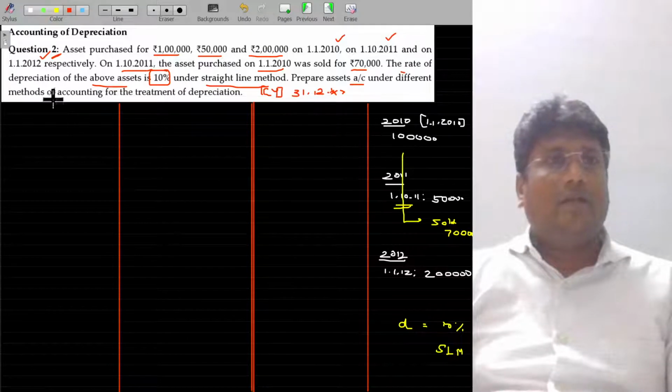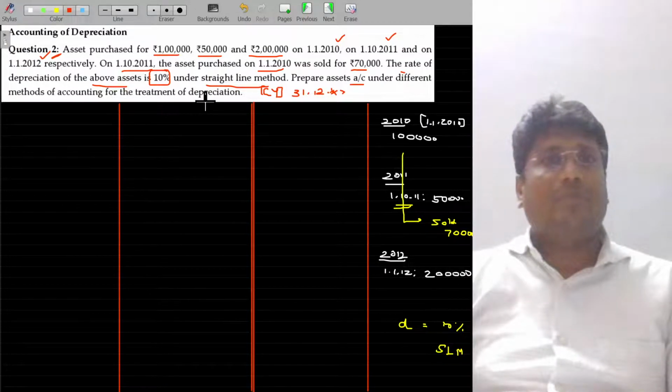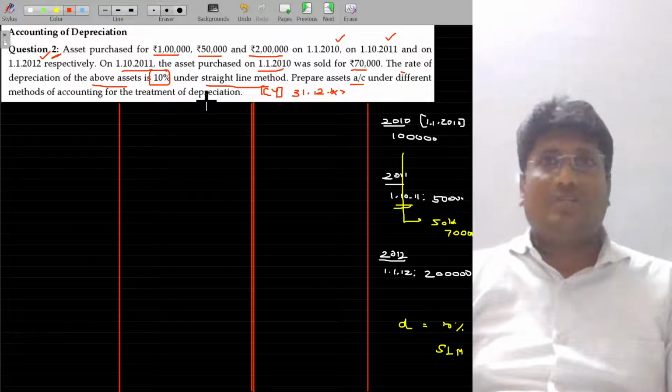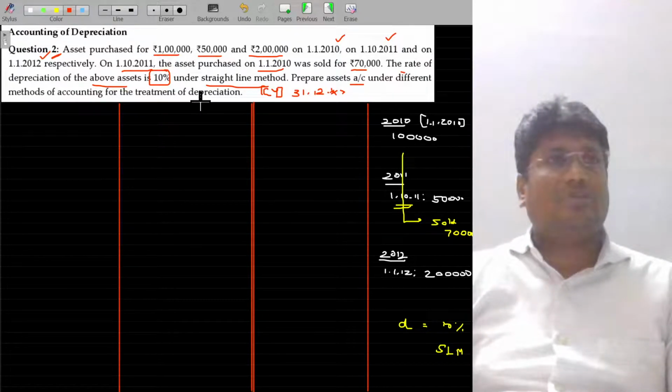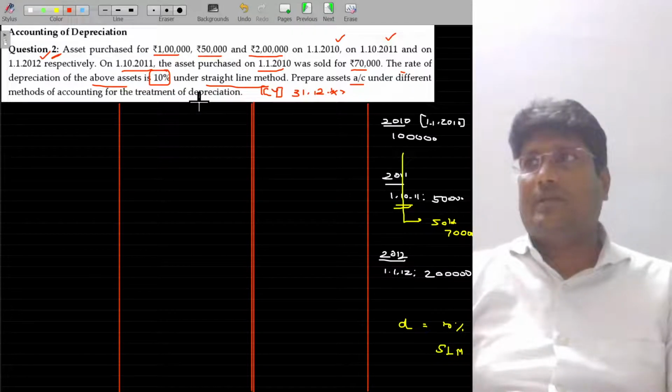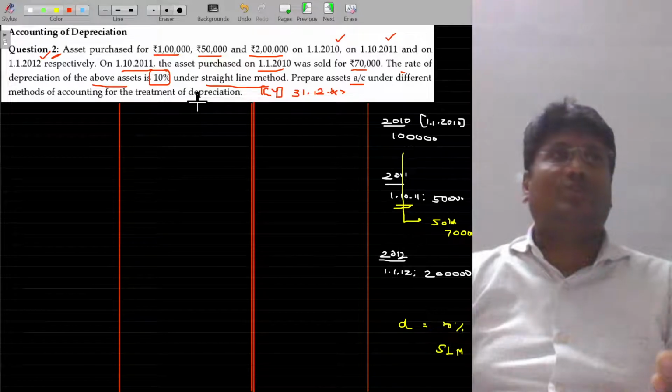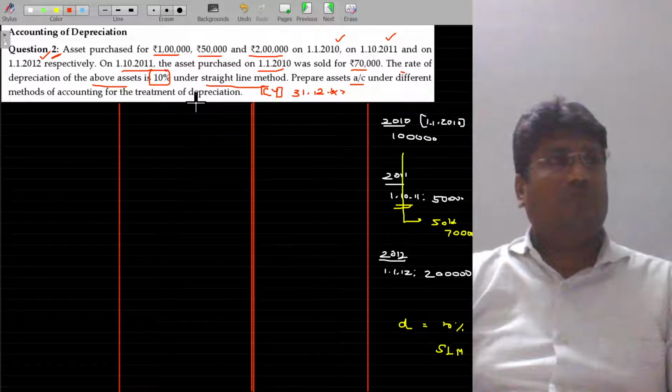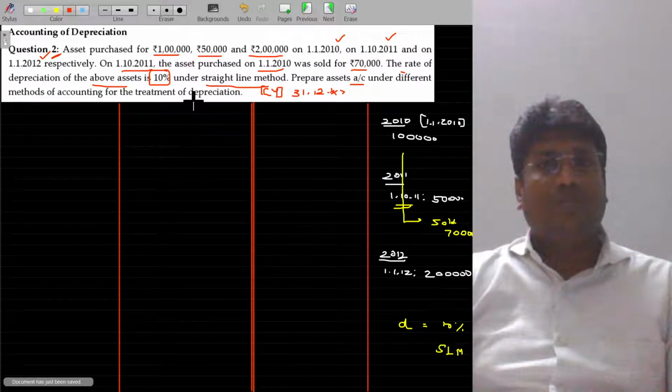Prepare asset account under different methods of accounting for treatment of depreciation. So we can charge the depreciation or subtract the depreciation amount from the asset account. This is one method, and another method is that we accumulate that in the provision for depreciation account. In both ways you can follow.